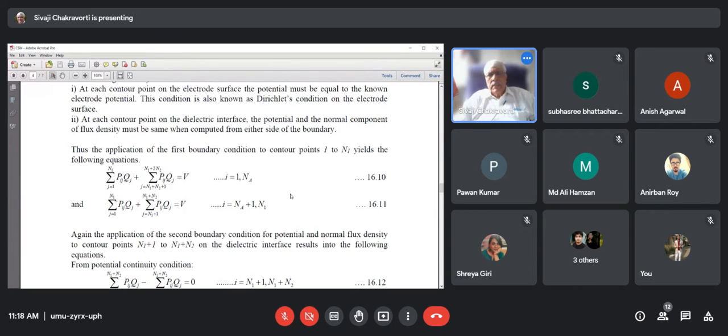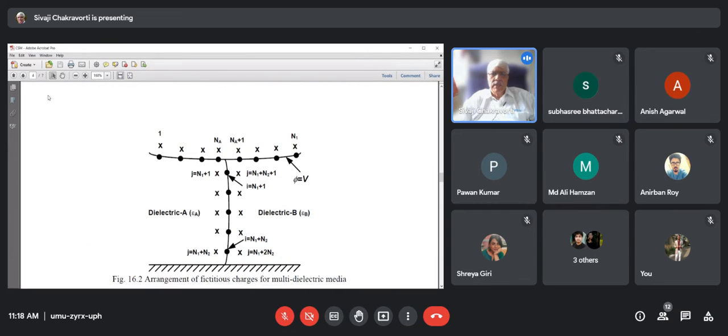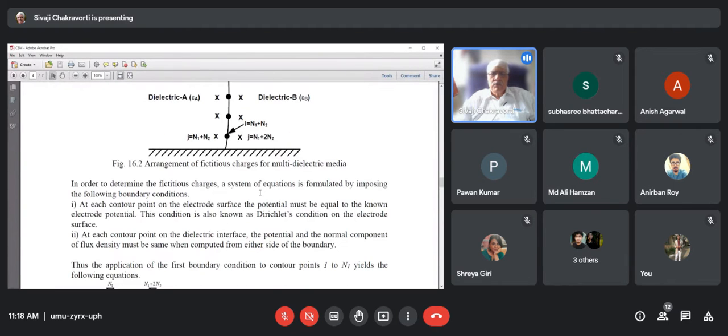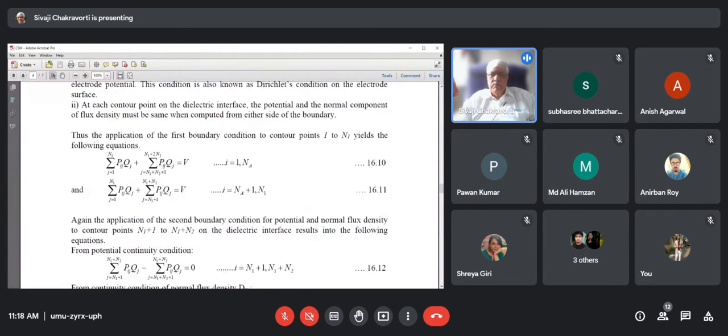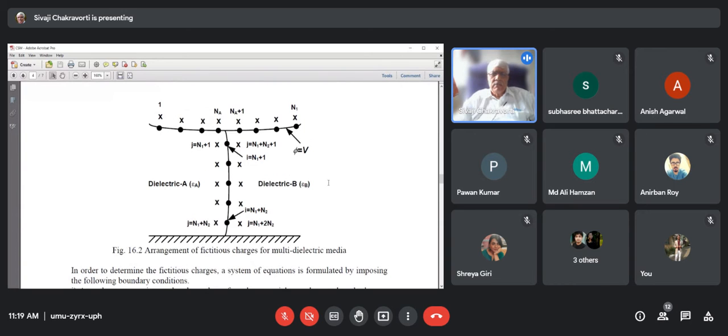So therefore, when I apply this condition of known potential on the electrode boundary to how many points? N1 number of points. There are N1 number of points on the electrode boundary. So from 16.10 and 16.11, I get N1 number of equations. But our total number of variables here, you can see that it is N1 number of charges inside the electrode, then 2N2 number of charges for the interface.